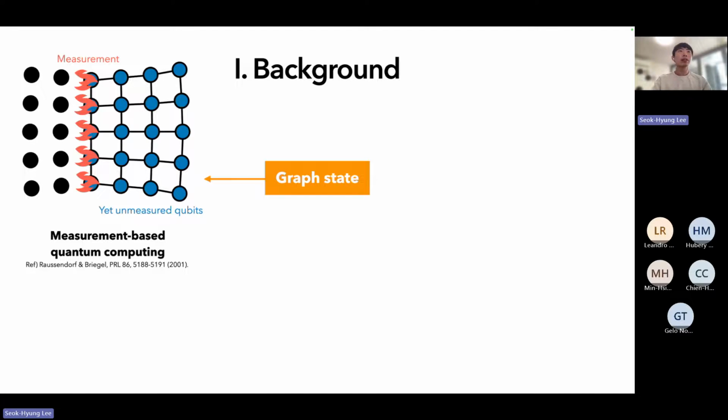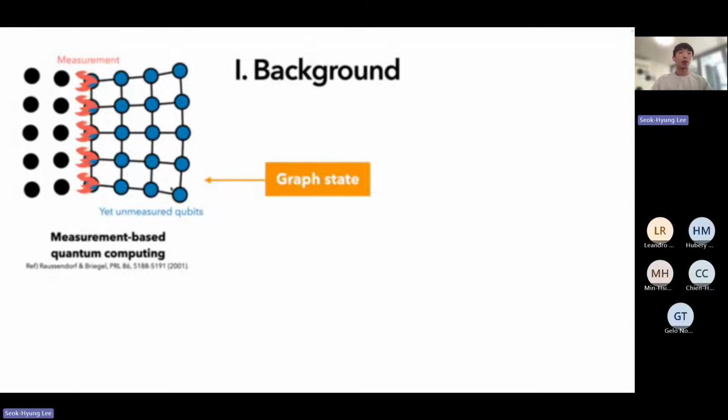Initially, the 2D measurement-based quantum computing scheme was first proposed by Raussendorf and his colleagues, and they used this kind of 2D lattice graph state and showed that it is enough to perform universal quantum computing. However, it lacks fault tolerance. To be fault tolerant, we need to go to 3D space and use the so-called Raussendorf-Harrington-Goyal lattice for the MBQC.